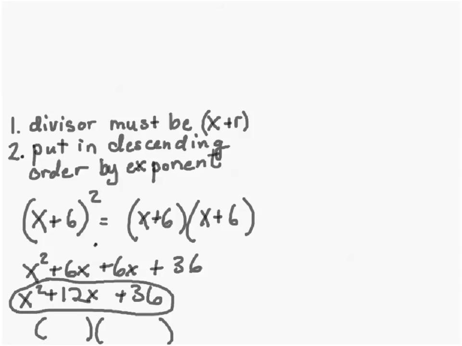So if we have x squared plus 12x plus 36, you set up your two sets of parentheses, and factor out your first term, which is the first term in each one of your binomials. So what do you have for your first term? X squared. Right.